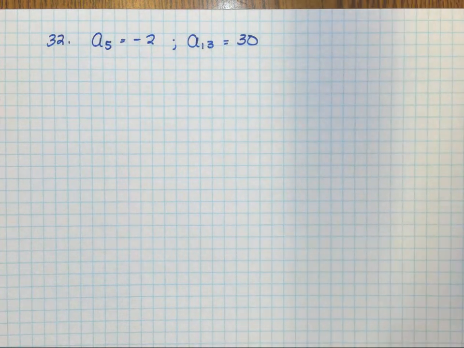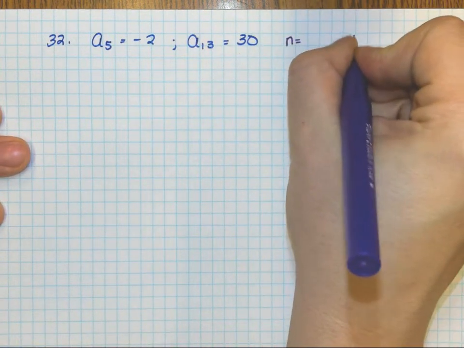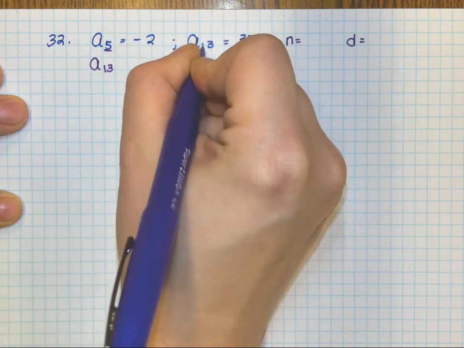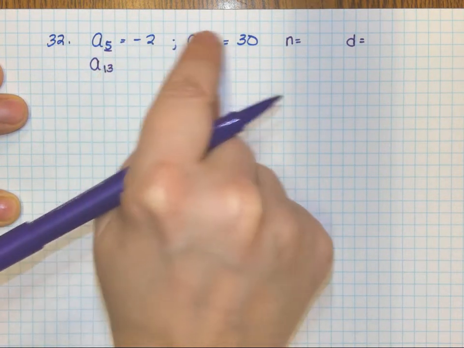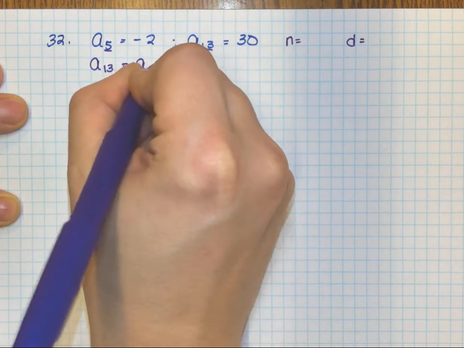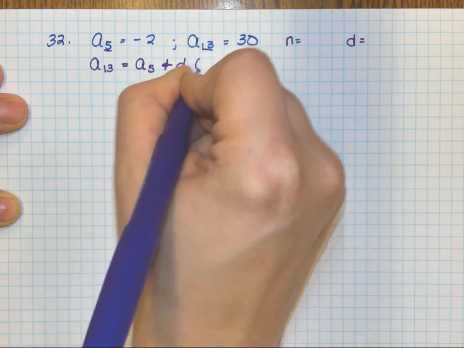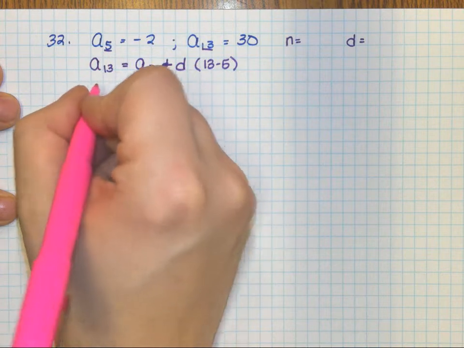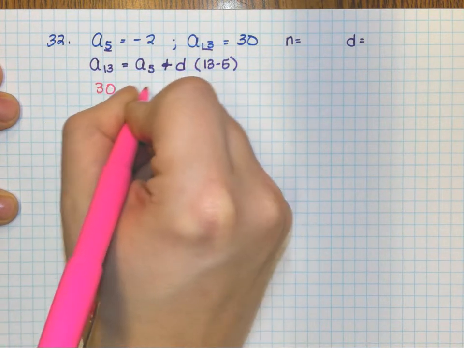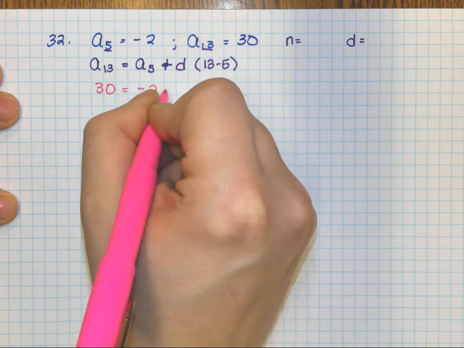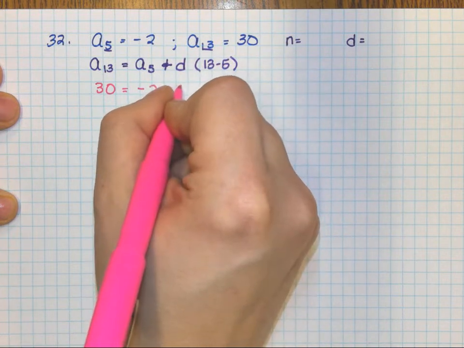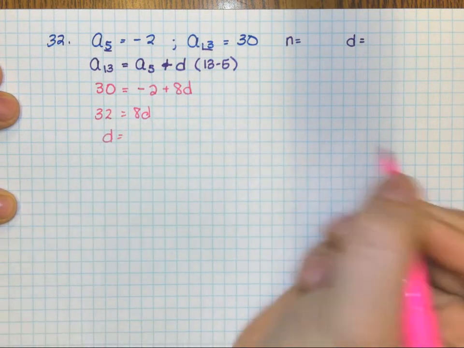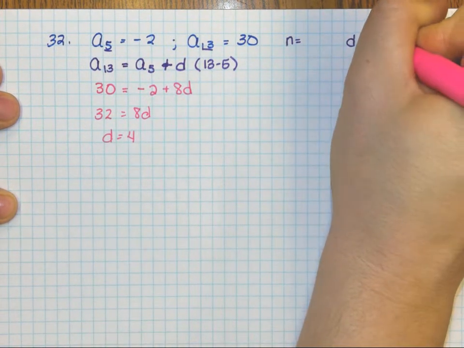Okay? So that means I need to know what the number of terms are. I need to know what the difference is. I need everything. So using what I have, I always put the higher term, not necessarily the bigger number, but whatever term that is over on the left-hand side. And I've got the fifth term, it's going to be plus the difference times this number minus this number. So 13 minus 5. So the 13th term was 30. The fifth term was negative 2. 13 minus 5 is 8, and then we just need to solve that equation. So 32 is 8D. What is the common difference? 4.